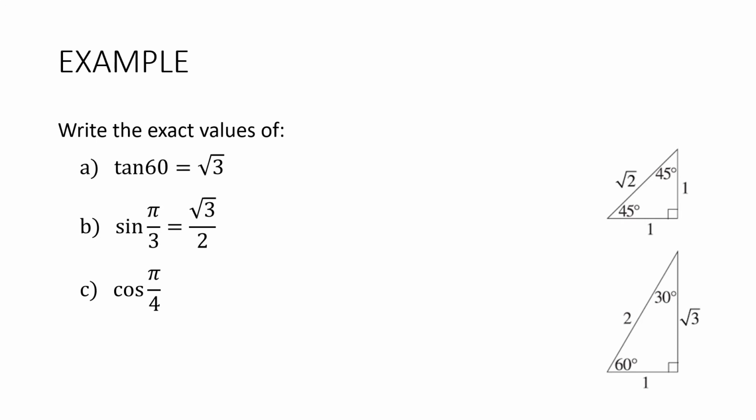How about cos pi on 4? Substitute your 180 for pi. 180 divided by 4 is 45, so we're up here. Cos 45 is 1 on root 2. And then finally, tan pi on 6, 180 over 6, that's 30, so tan 30. So we're here. It's opposite over adjacent, 1 over root 3.